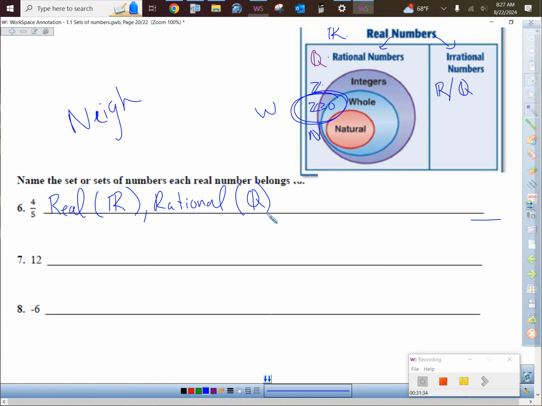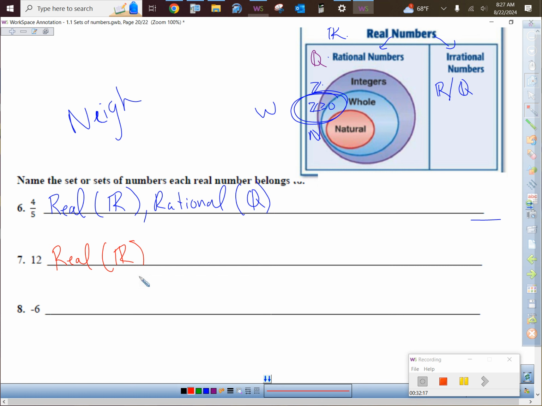So we are done, right? That is classifying 4/5 as every type of number. It is a real number, it is a rational number, and that's it. Cool? Done. Let's try again. 12. Is 12 a real number? You will say yes to that every time until we start getting into imaginaries, which is your junior year. So it is a real number.